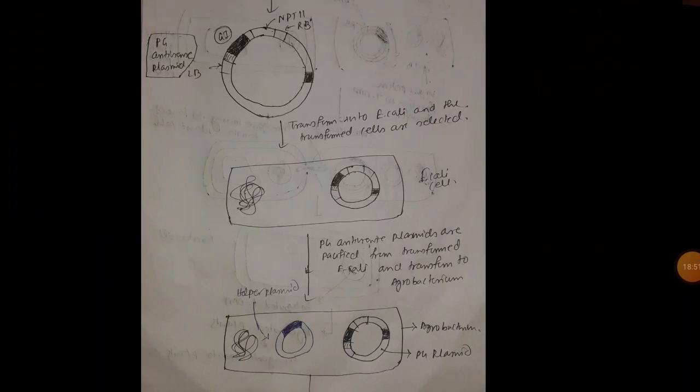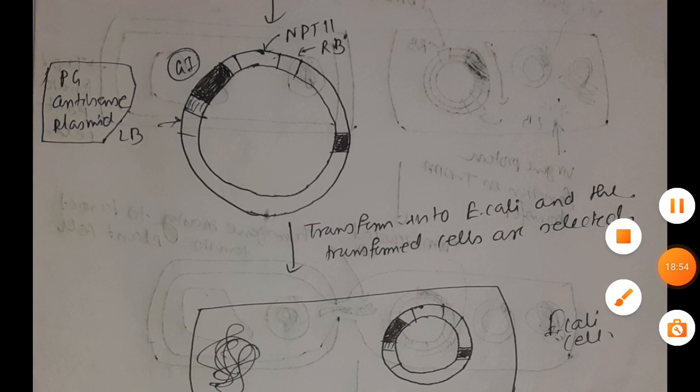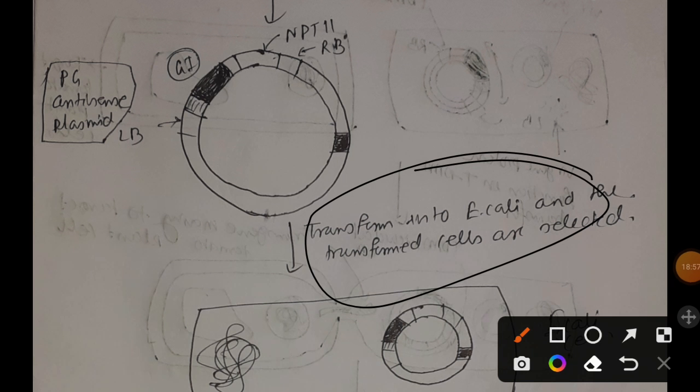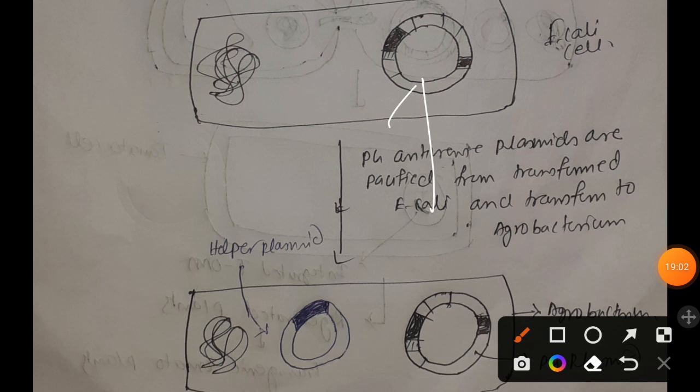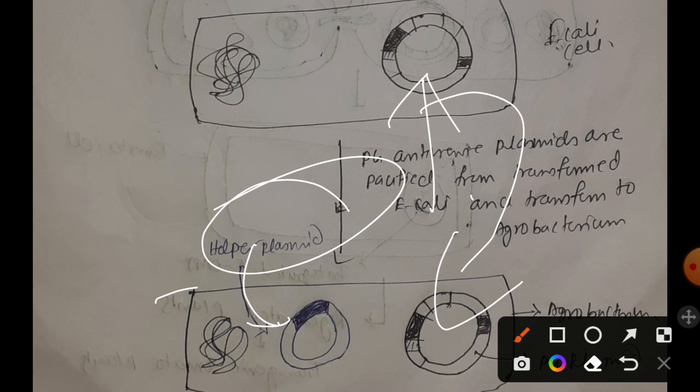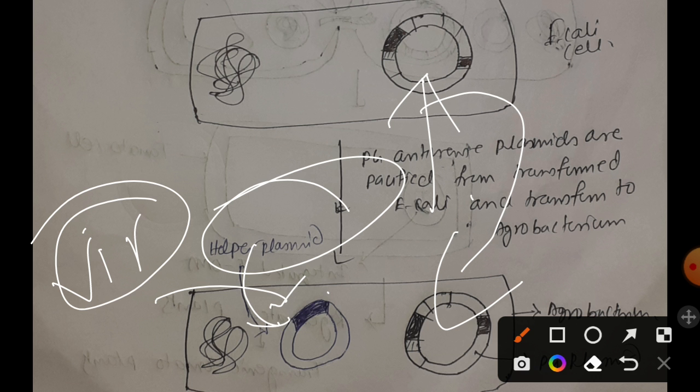After that, we will transfer the PG antisense plasmid inside an E. coli cell. Now after some time we will isolate that PG antisense plasmid from the E. coli and we will transfer it into an Agrobacterium, which will already contain a helper plasmid. Helper plasmid means a plasmid which contains the vir genes. Those vir genes are not present in that typical binary vector, and these vir genes will help in the transfer of the T-DNA portion of that typical binary vector. That is why the name helper plasmid.